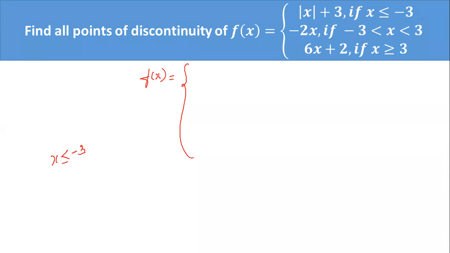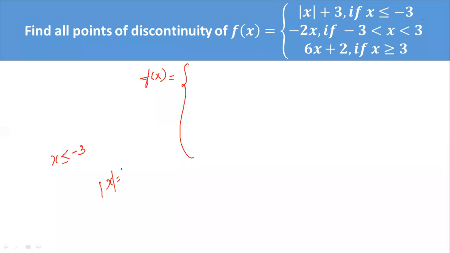X less than or equal to -3, and for x in value -3 and all the negative values beyond. Correct? Is it correct, students? The first definition, first form. Okay, so when x is negative, what is mod x? When x is negative, is it positive or negative? What is mod x?